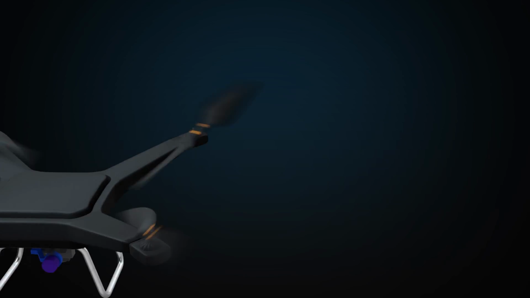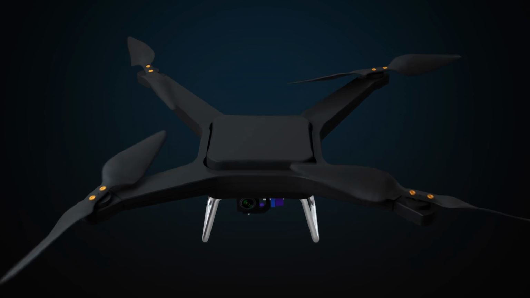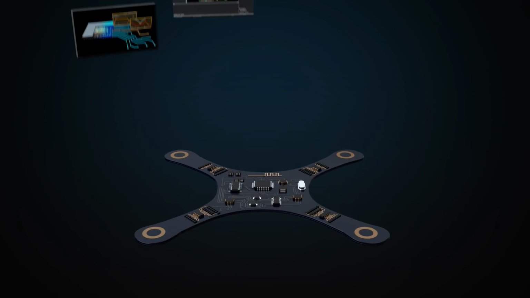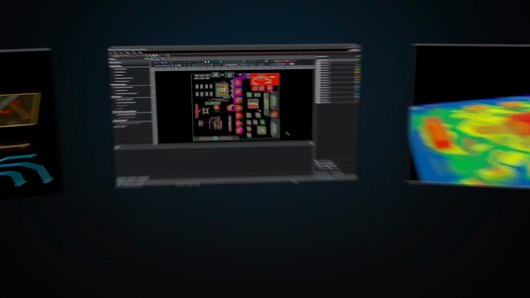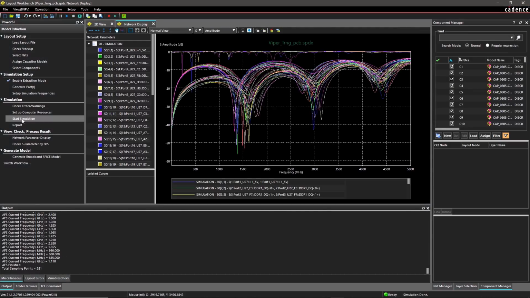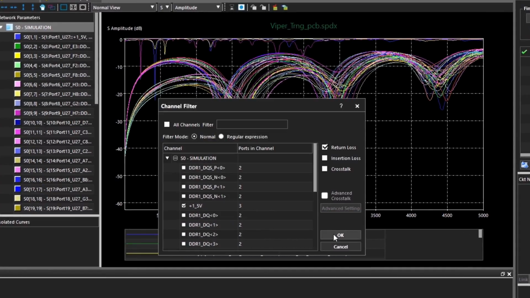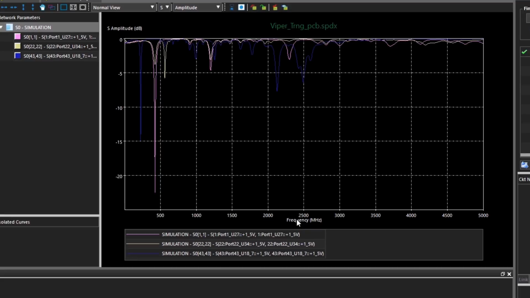With today's fast edge rates and low-powered devices, crosstalk, voltage drop, and EMI are just some of the factors that can negatively impact your designs. Sigrity X and its hybrid solvers and circuit simulators help ensure that your strict signal and power integrity requirements are met early in your design cycle.